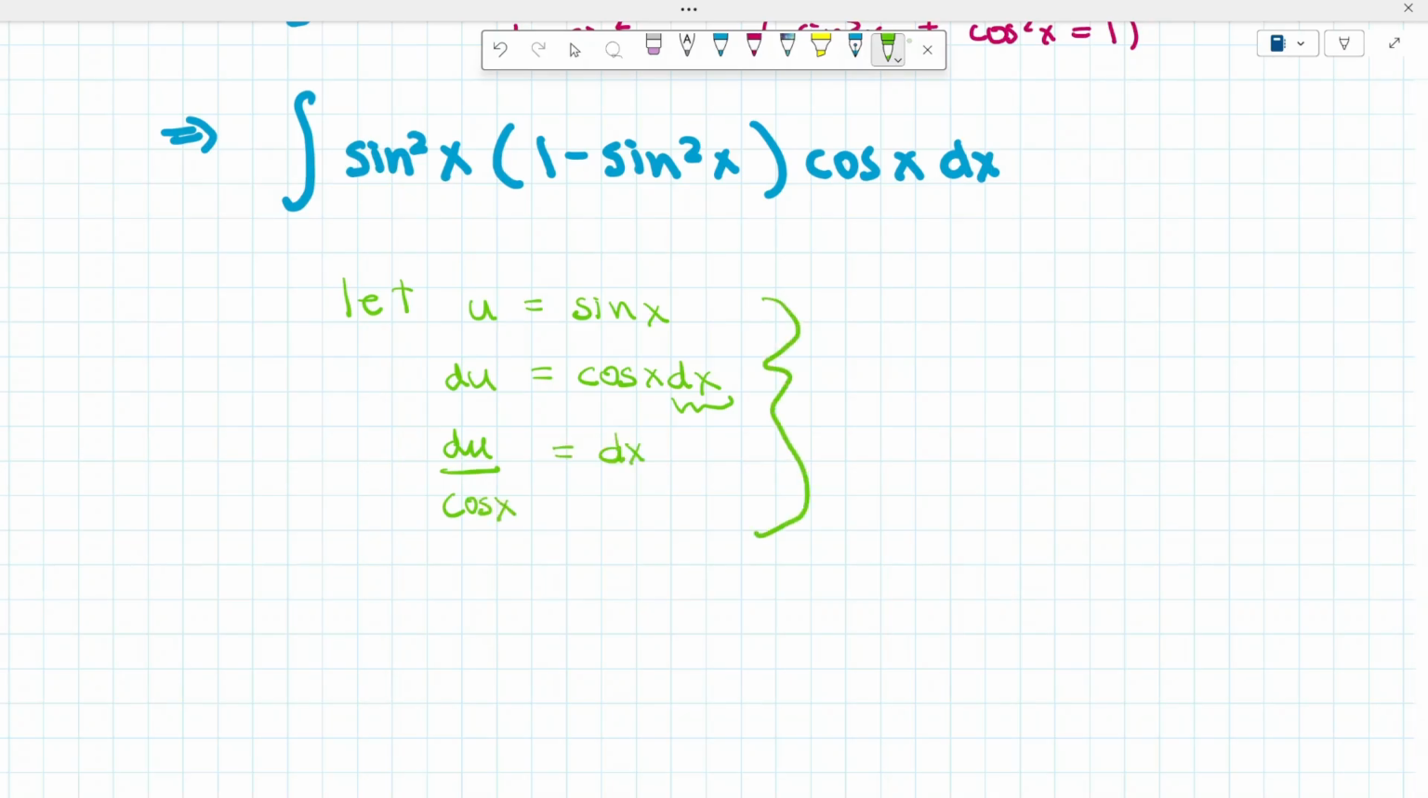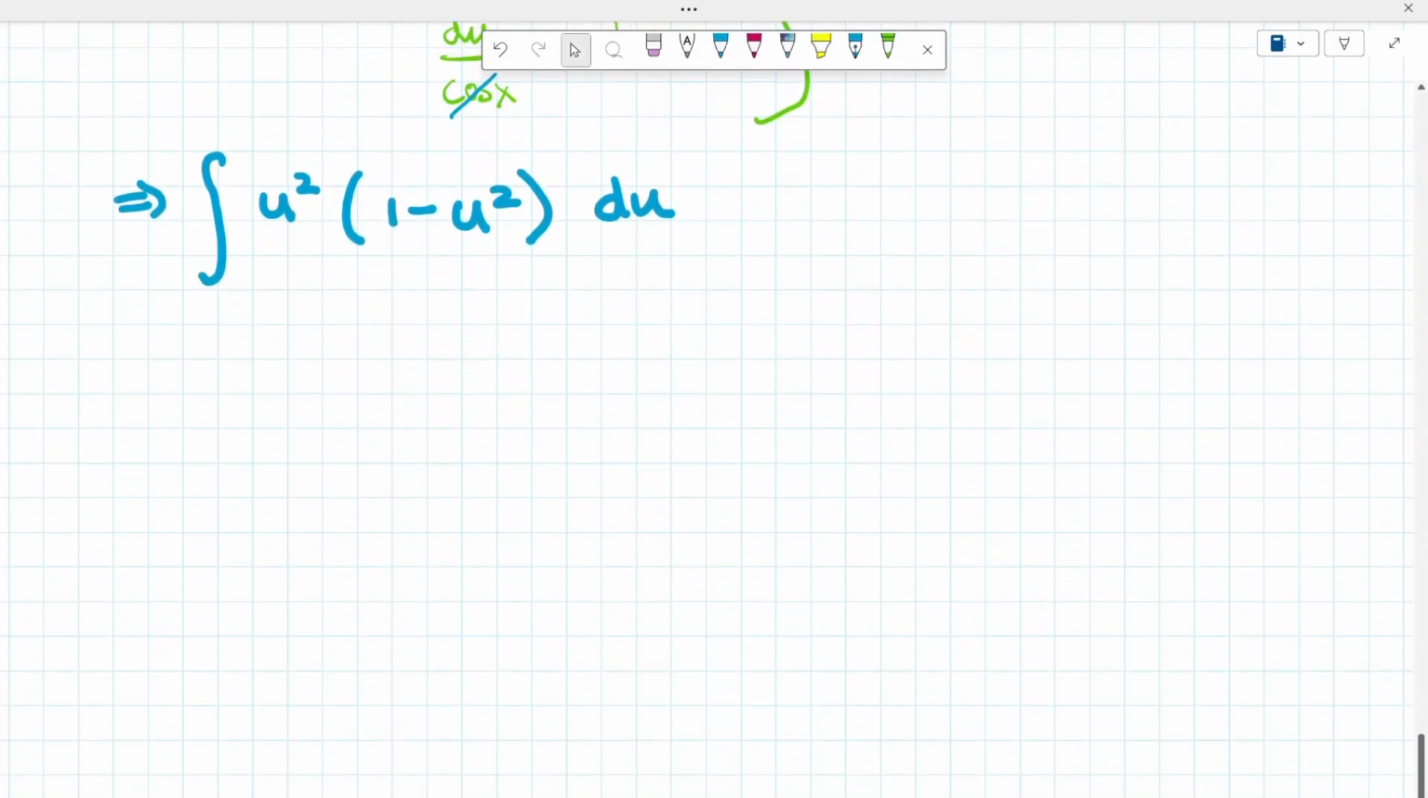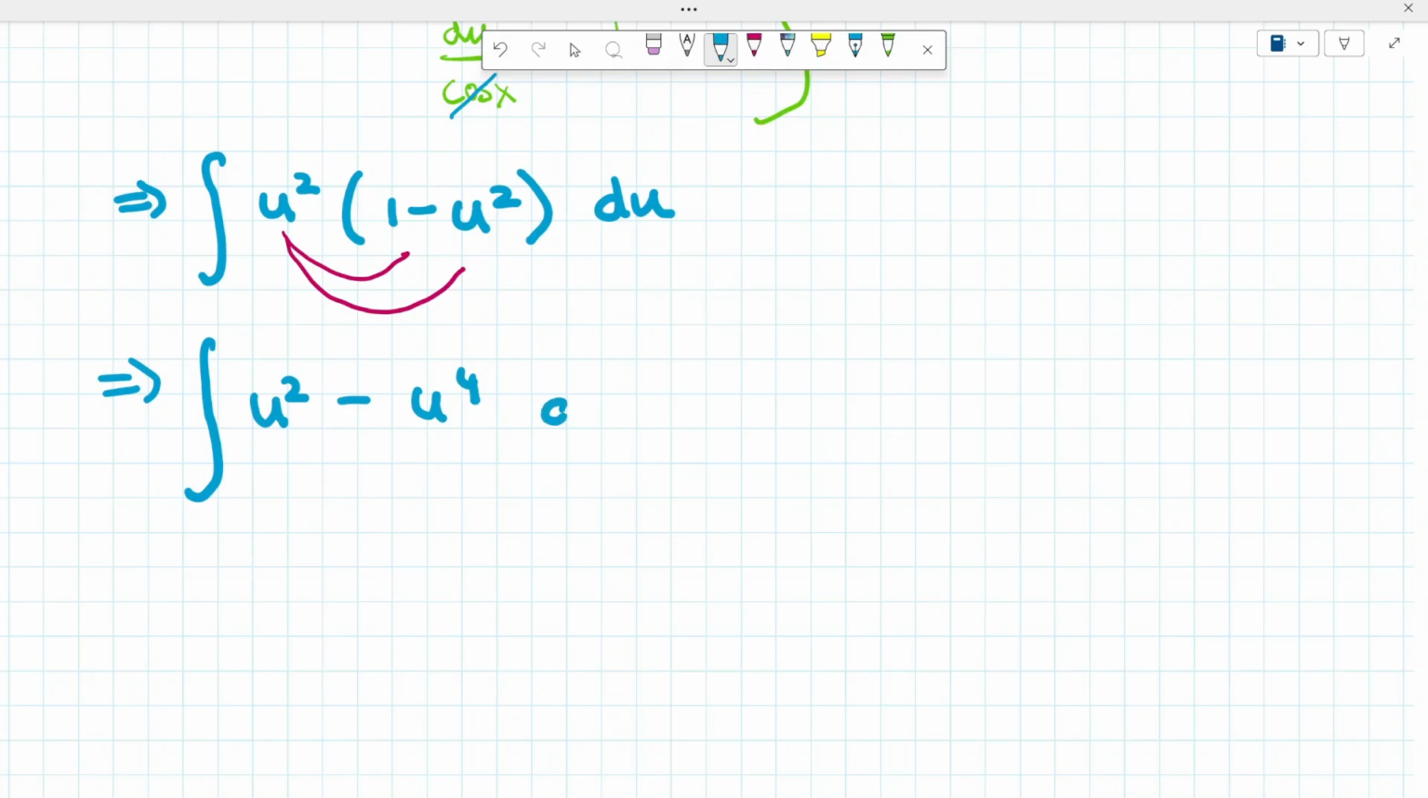Now let's go ahead and take the substitution and plug it into our integral. By doing this, we end up with u² multiplied by 1 minus u² and then du. We get this because our cos x here and our cos x here are going to cancel out in the previous step. So let's go ahead and expand this. So now after our expansion, we have the integral of u² minus u to the power of 4 du.